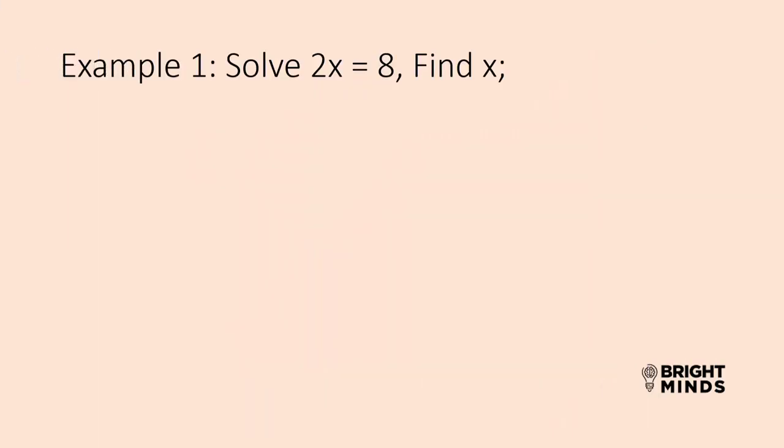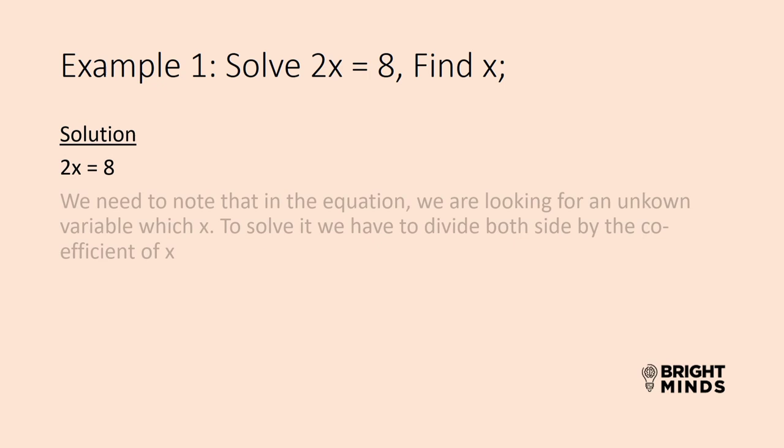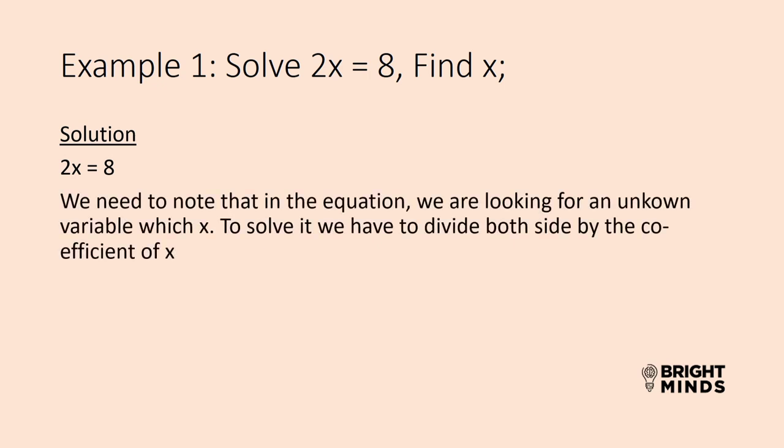Alright, so we have an example right here. Solve 2x is equals to 8. We have to find x. Now let's move to the solution. Now 2x is equals to 8. We need to note that in this equation we are looking for an unknown variable which is x. To solve it, we have to divide both sides by the coefficient of x, which is 2. So we divide both sides by what? 2. By dividing by 2, we get our answer should be what? 4. So that's self-explanatory. Moving on to the next slide.